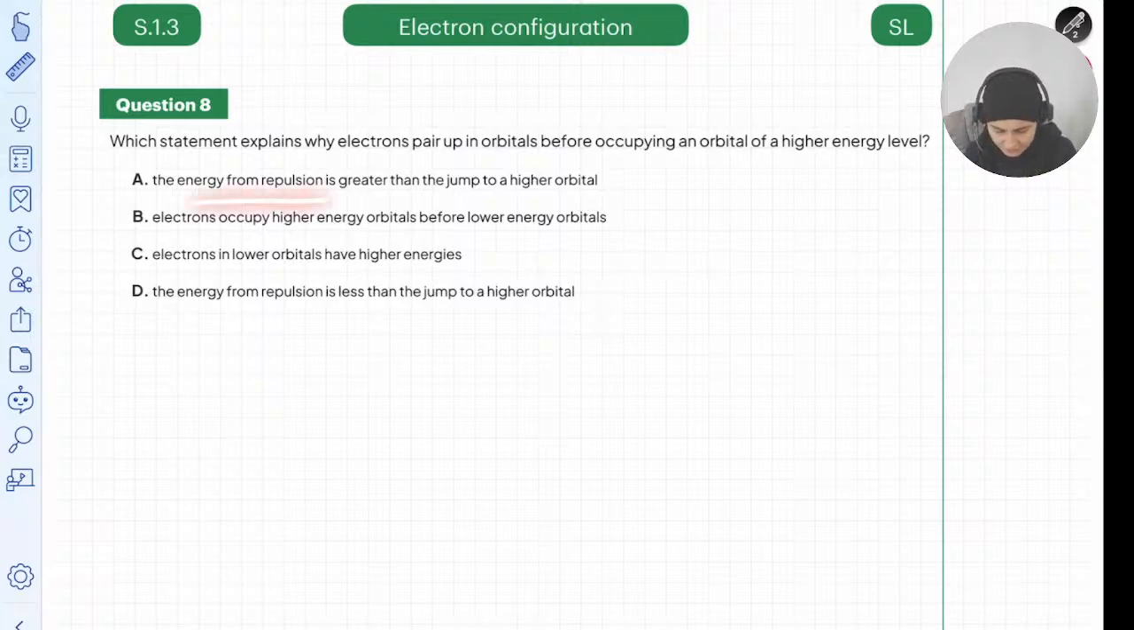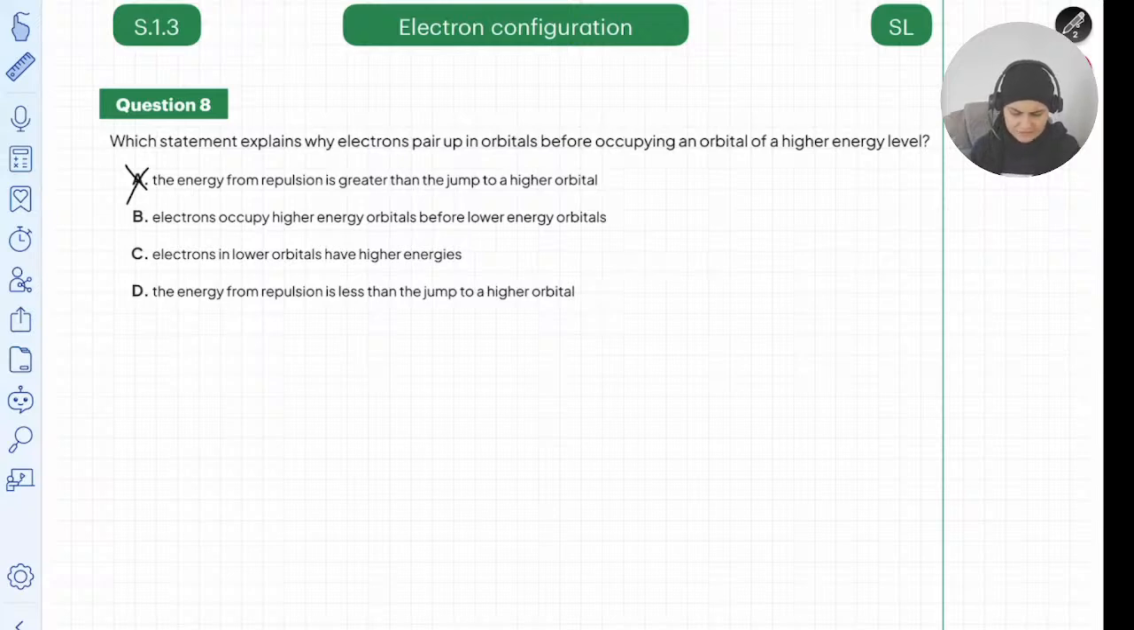Let's look through the options. A: The energy from repulsion is greater than the jump to a higher orbital. Just think about it. Electrons are lazy, right? They want to do things that would require the least energy. So if the energy from repulsion was greater, they would jump to a higher orbital, which means that we would not see the paired electrons at all. So this statement is the opposite of what's happening. So that's wrong.